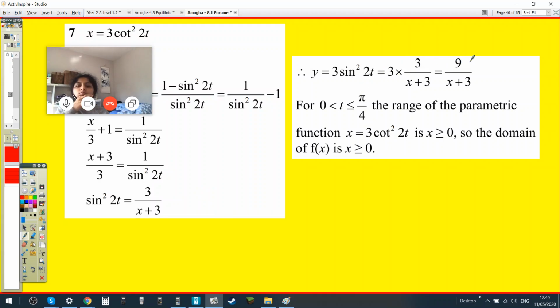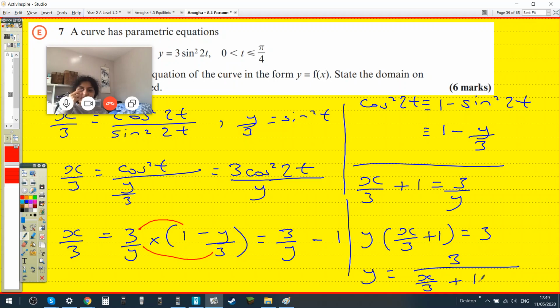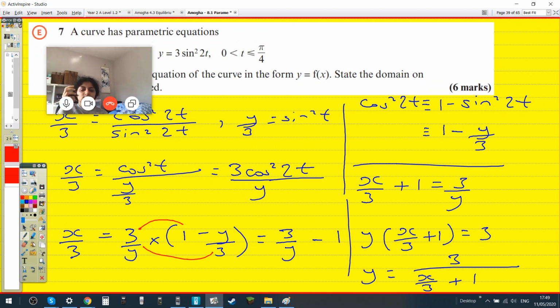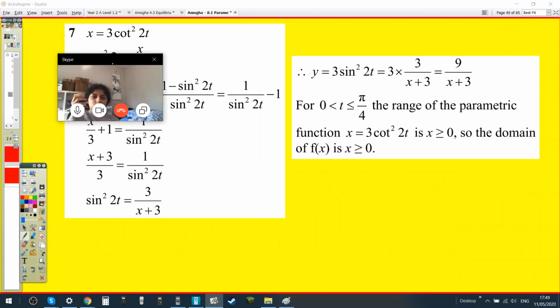You can simplify it down to 9 over x plus 3 by multiplying everything by 3. Yeah, you could multiply the top and bottom by 3, and if we did that, we would have the same answer. And then the domain. Fair enough. Any questions there?